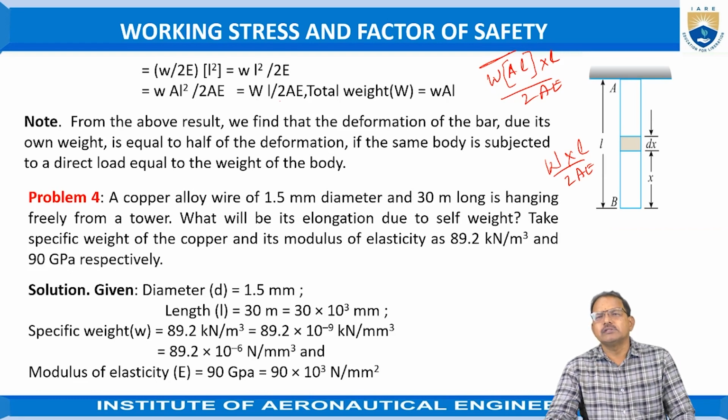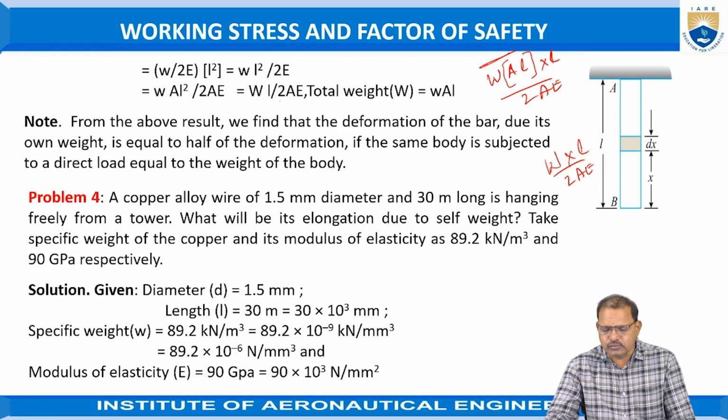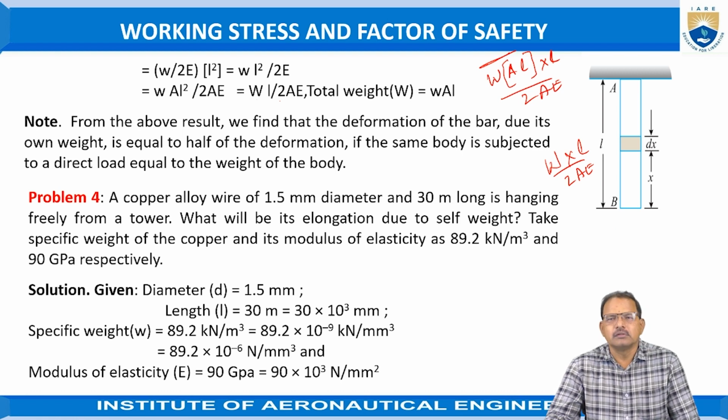So by using these equations, we can determine the elongation produced within the bar when it is suspended vertically in downward direction due to its own weight. Okay, the conclusion from this problem is the deformation of the bar due to its own weight is equal to half of the deformation produced in the same body when it is subjected to a direct load, which is equal to the weight of the body.